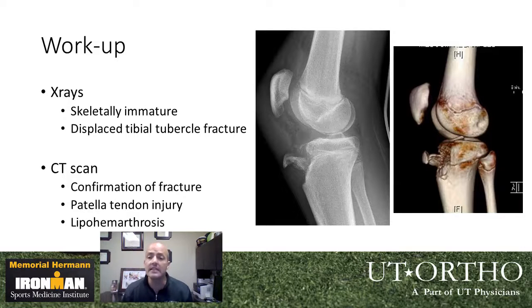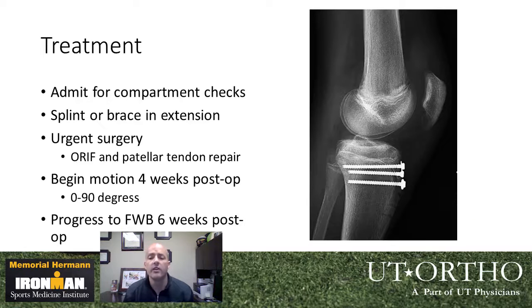The patient was placed into a brace appropriately on the field of play and sent to a local medical facility. He's skeletally immature. His x-rays revealed this displaced tibial tubercle fracture, and he was subsequently transferred to a higher medical center for appropriate and urgent care. CT scan was obtained there, confirming the fracture, a patella tendon injury, and a lipohemarthrosis. He was admitted for compartment checks.